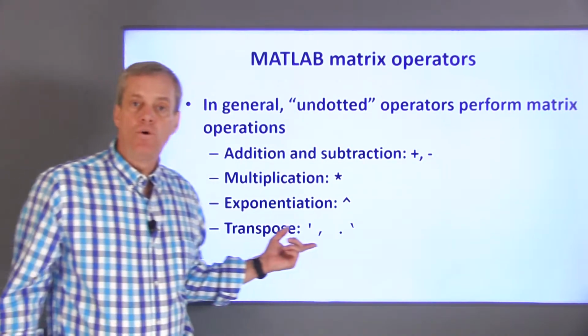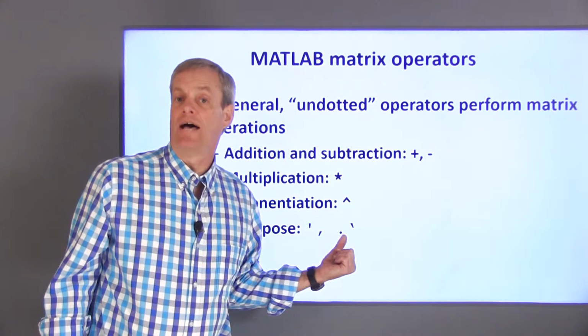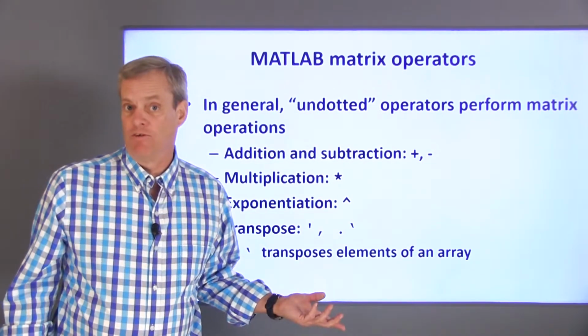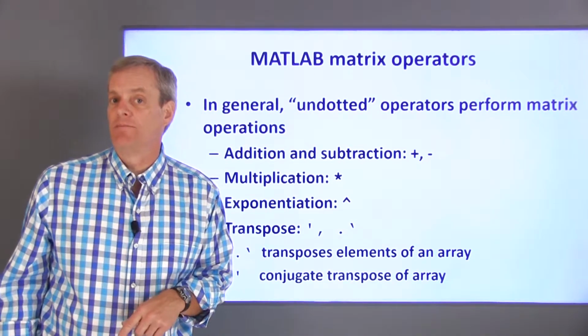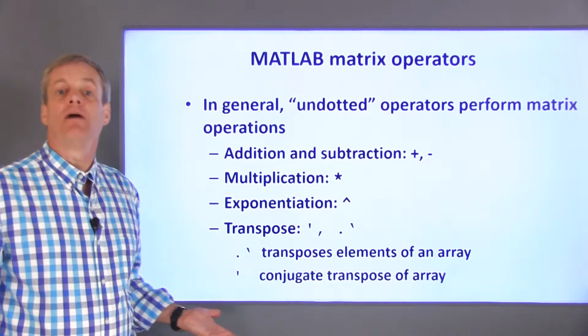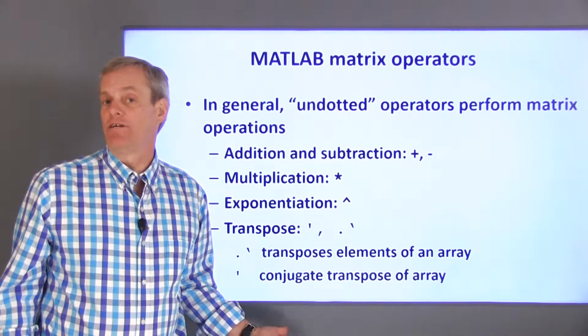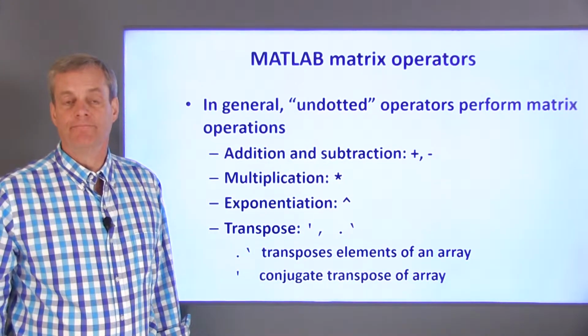To transpose matrices, you can use either a single quote or a single quote with a dot in front of it. Dot quote transposes the elements of an array. Quote with no dot also transposes the elements of the array, but it also takes the complex conjugate of the array. That changes the sign of any imaginary parts of the numbers. Now let's do a few examples of these operators.